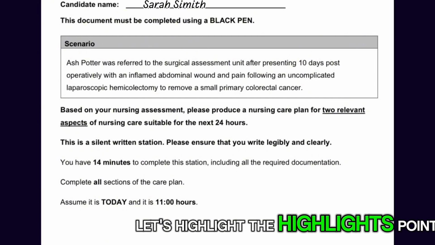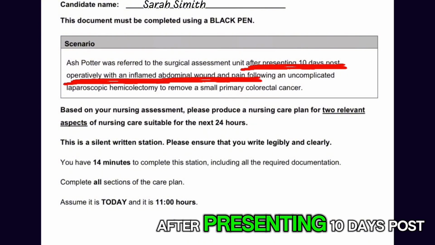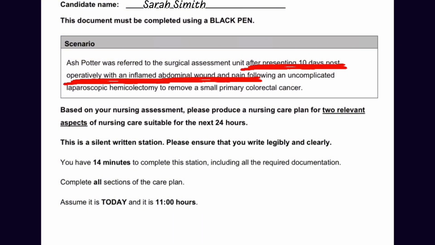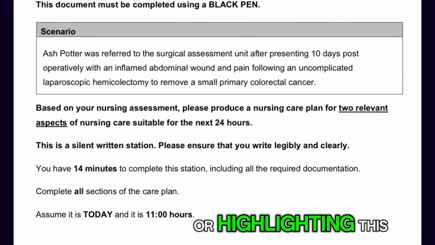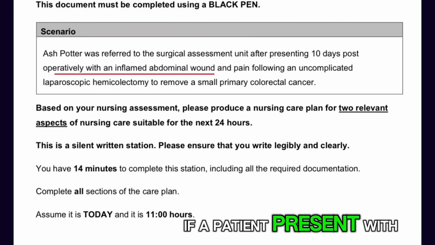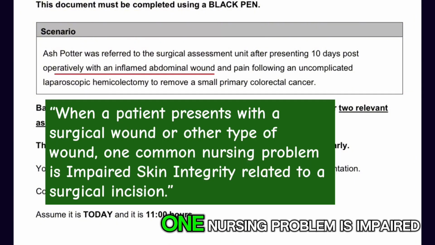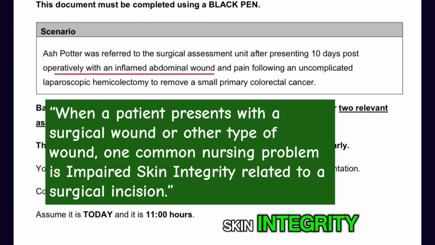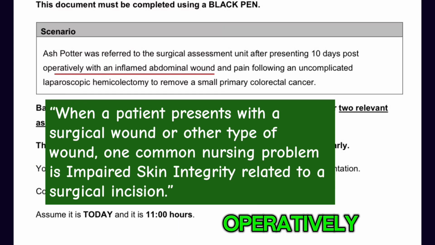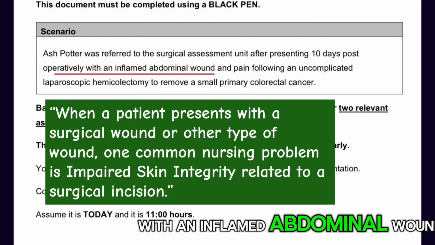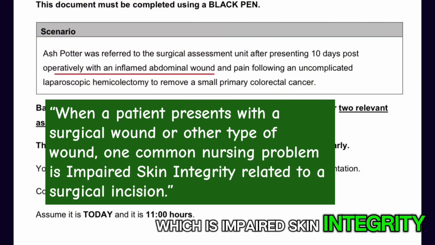Let's highlight the key points. Here, we have to highlight: after presenting 10 days post-operatively, inflamed abdominal wound and pain. While we are reading or highlighting this, if a patient presents with a surgical wound or other skin injury, one nursing problem is impaired skin integrity. According to our scenario, after presenting 10 days post-operatively with an inflamed abdominal wound, we can go for this nursing problem, which is impaired skin integrity.